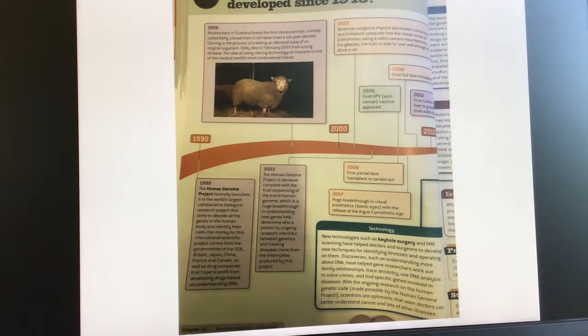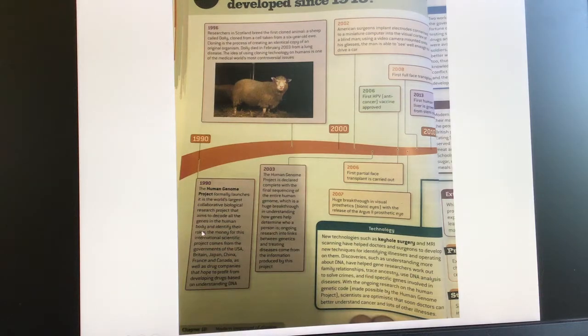And finally, in the last 30 years or so, we've got this big project called Dolly the sheep, where she was cloned from a cell from a 6-year-old, and it's the first process of cloning where you can get an identical copy of the original organism. So Dolly the sheep's quite famous.